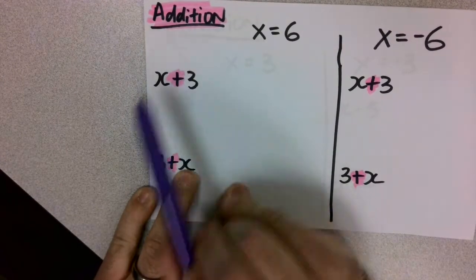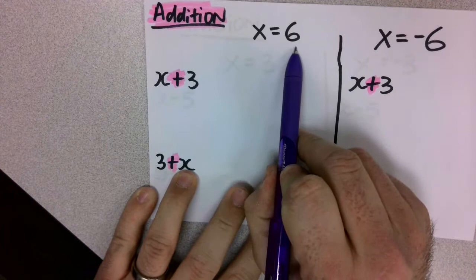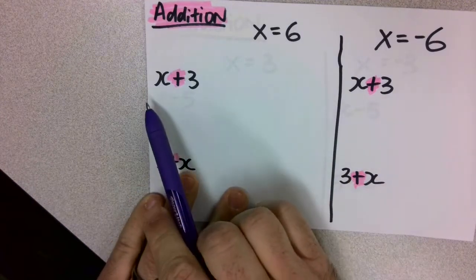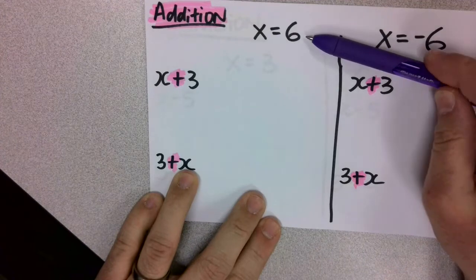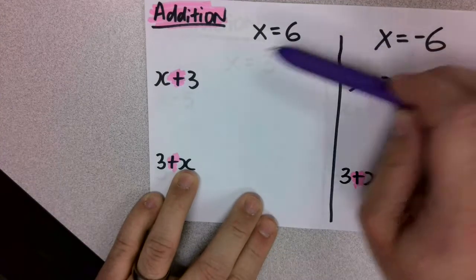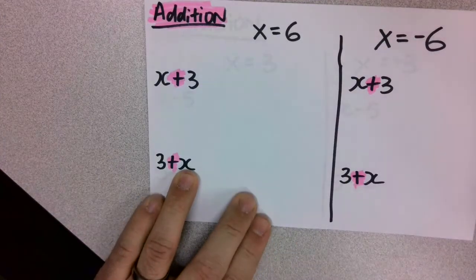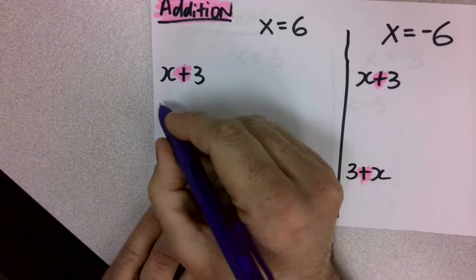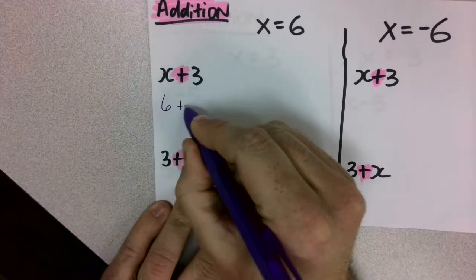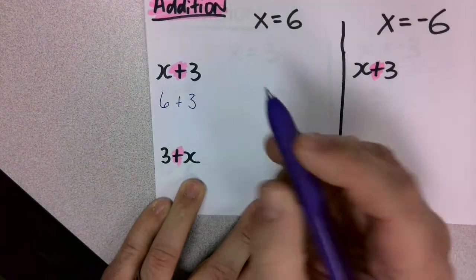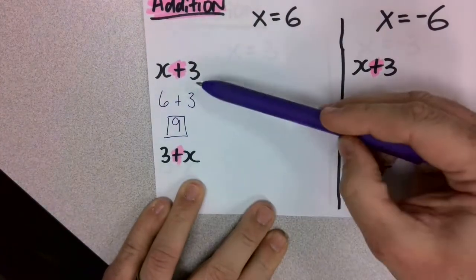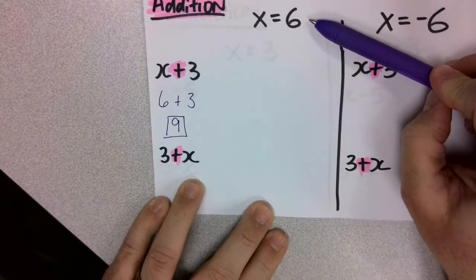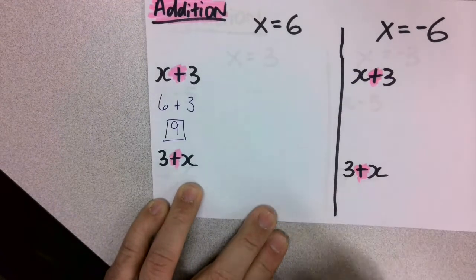So for addition, let's say I have x equal to 6. If I have the expression x plus 3, all I really have to do is take the number and substitute it in for the variable. So I'm going to end up with 6 plus 3, and 6 plus 3 would be 9. So the value of this expression after I've substituted x equal to 6 in would be 9.